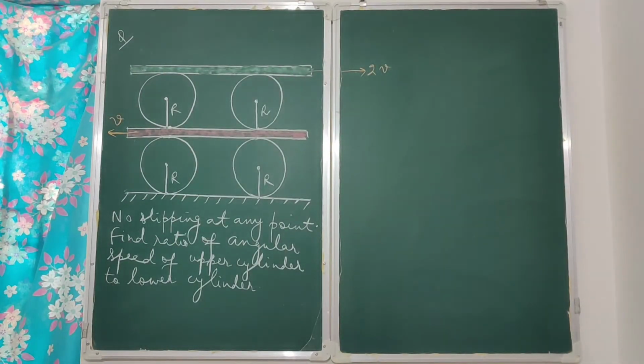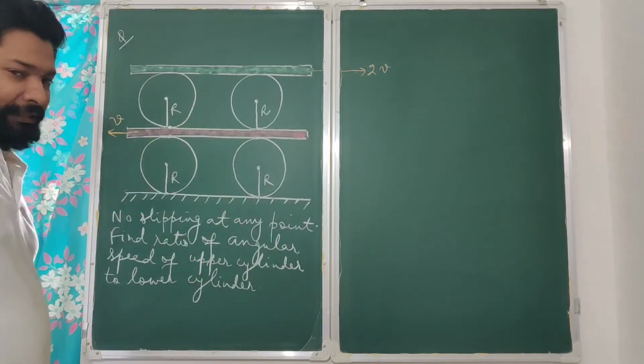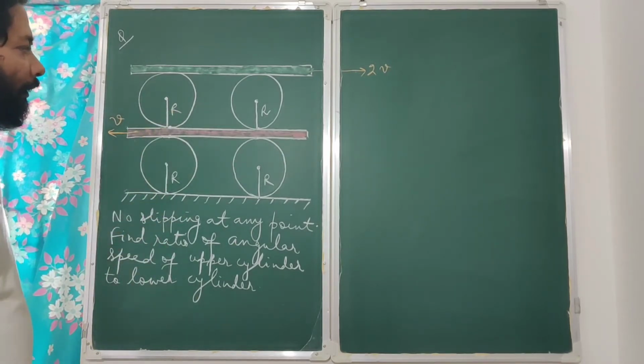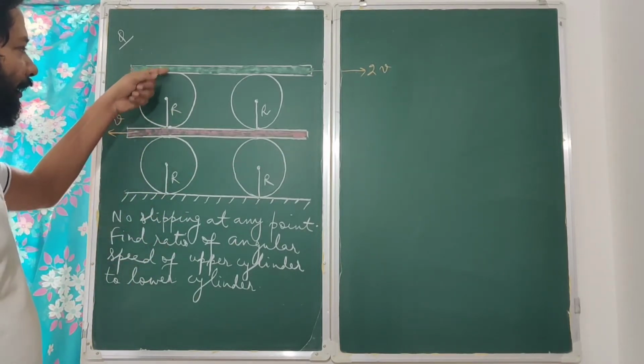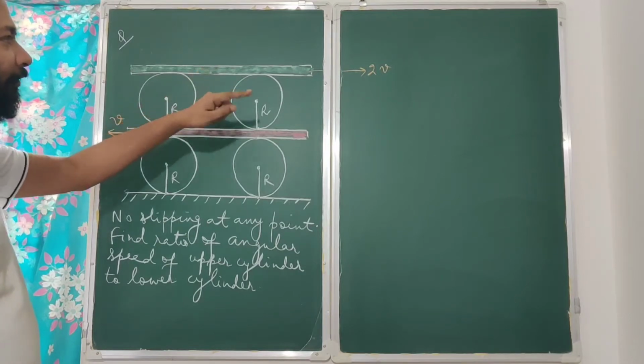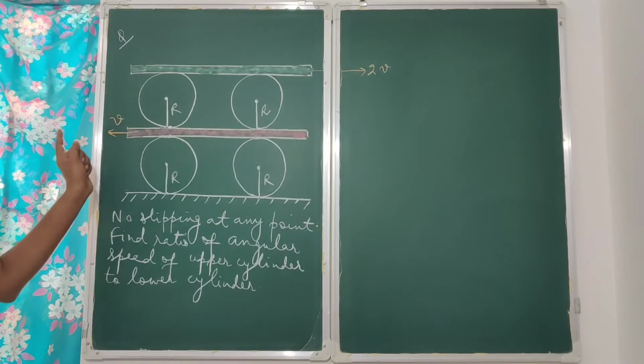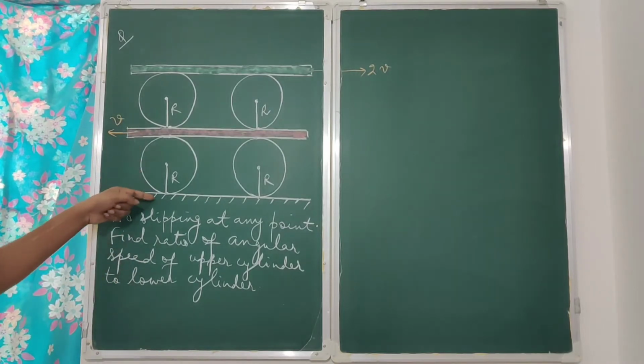Okay, so let's take up this question related with rolling. You can see there are 4 cylinders. They are similar to each other. Each is having radius of R. And they have been arranged such that there are 2 planks. The upper plank is moving towards right hand side with a velocity 2v. The middle plank is moving towards left hand side and the lower cylinder is kept on some horizontal surface.